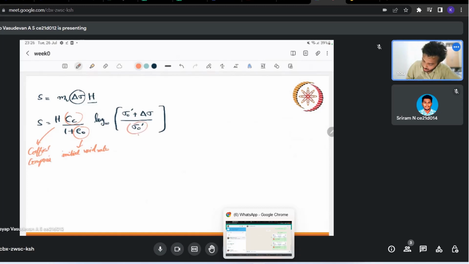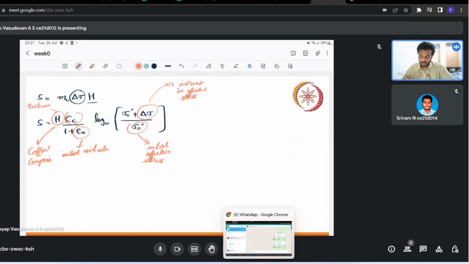This sigma naught is the initial effective stress, the stress we are expecting at the middle of the clay layer, and delta sigma, as we discussed before, is the increase in effective stress at the depth at which we are interested. H is the thickness of the clay layer. So here the only thing we don't know is Cc, which is the coefficient of compression.